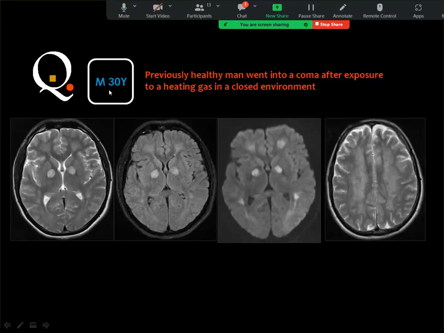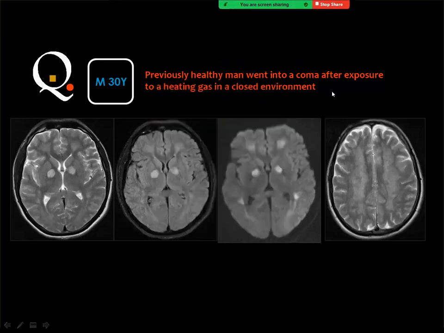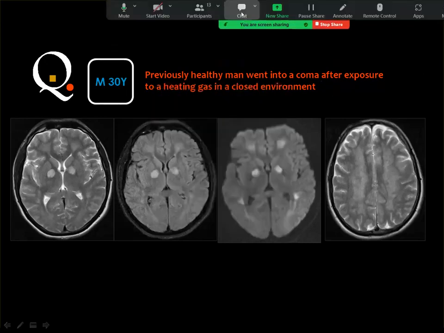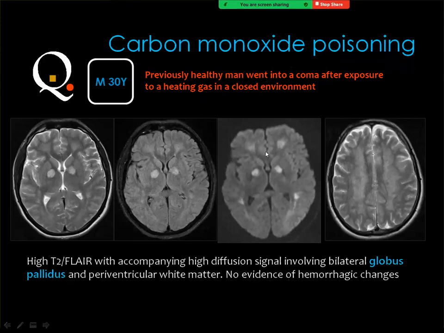This is a male patient, 30 years old, who went into coma after exposure to heating gas in a closed environment. Of course, this history is extremely important to reach the diagnosis. And many times we do not have the appropriate history to help us reach the diagnosis. In this particular case, and with this particular history, the diagnosis will be carbon monoxide poisoning.